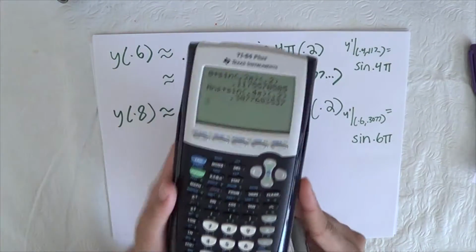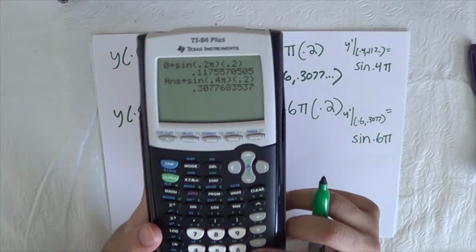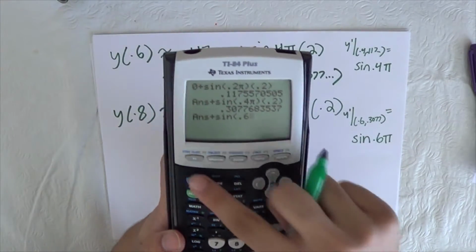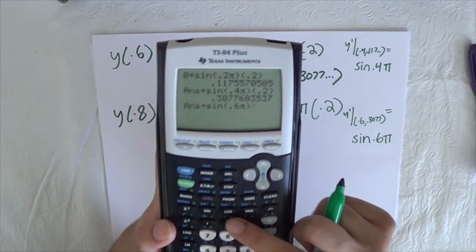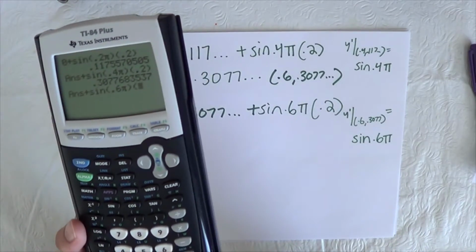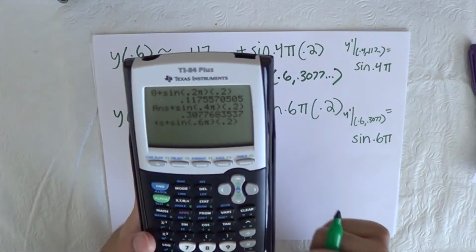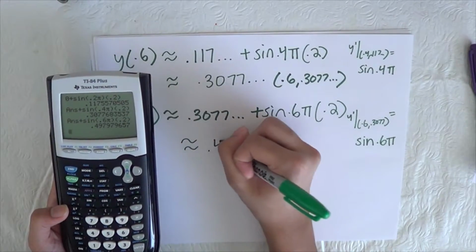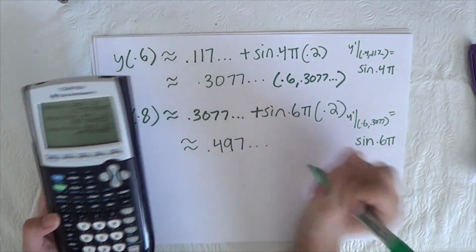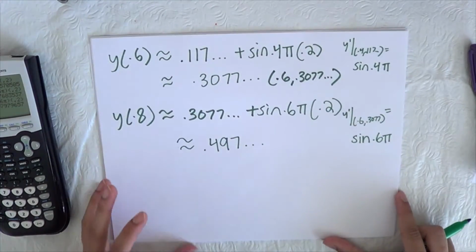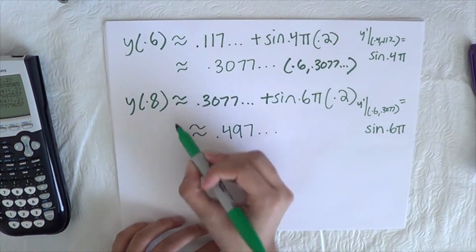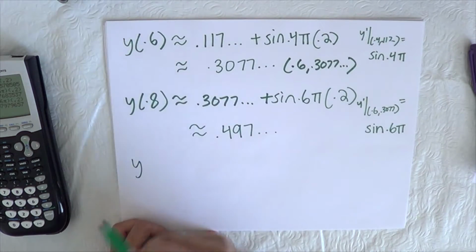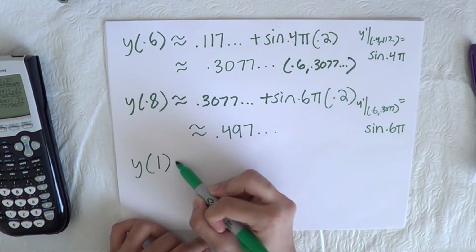We just do the same thing on the calculator. I'm going to hit plus so I don't lose that number. Plus sine 0.6 pi. Make sure to use your parentheses. Times 0.2, which equals 0.497... One last step and we'll have our answer. So our next and final step will be y of 1, because 0.8 plus 0.2 is y of 1.